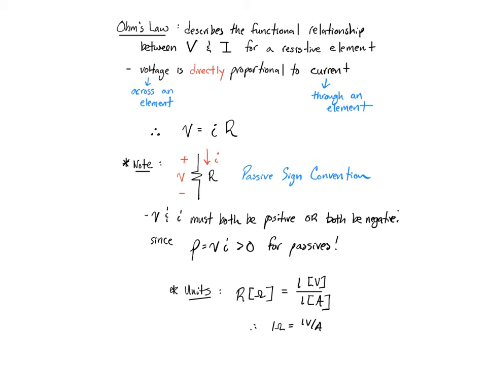So now we can draw the symbol of a resistor with the passive sign convention in its place. Note that in this case, V could be positive or negative, but since it's a passive element, we know that power is going to be positive. So if V is positive, I must also be positive. If V is negative, I must also be negative. Then we can rearrange the equation of Ohm's law to solve for resistance, and we see that 1 ohm is equivalent to 1 volt per amp.